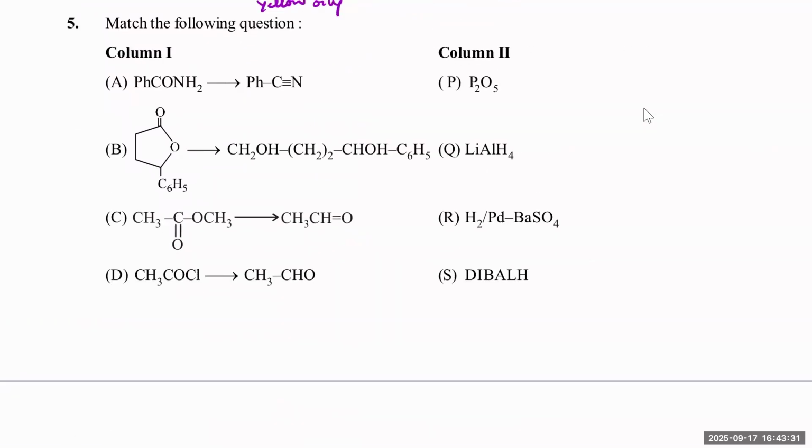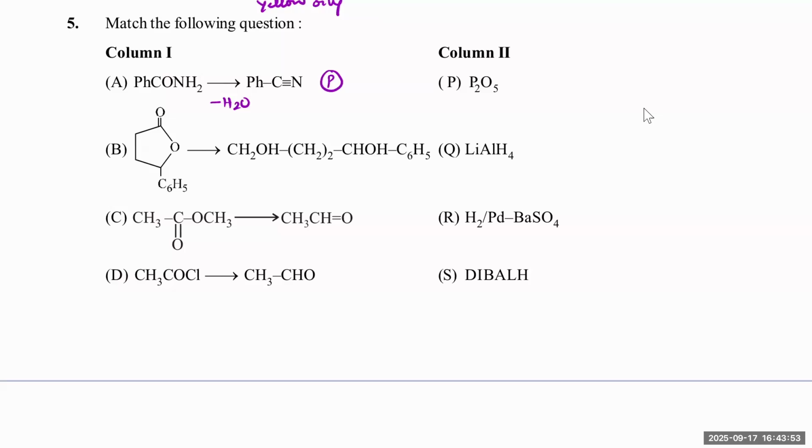See the fifth one. You are removing water out of it. So when you remove water, that is two hydrogens from here and oxygen from here, it is getting dehydrated. Dehydration is done by strong dehydrating agents, which includes P2O5 and P4O10. So answer is P first.